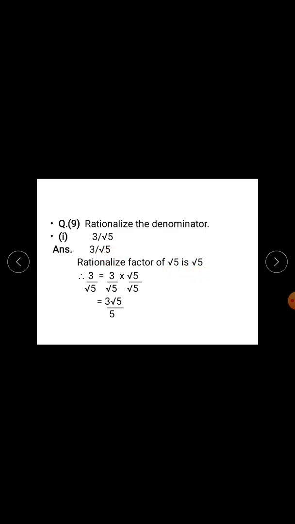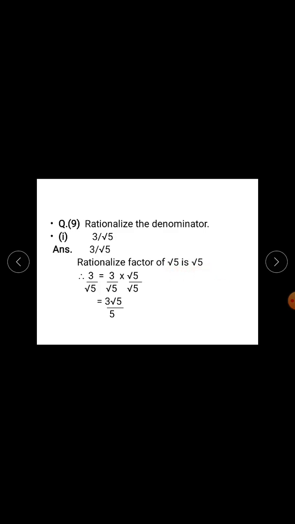Rationalizing factor means if the product of two surds is a rational number, then each surd is called a rationalizing factor of the other surd. Here root 5 into root 5 means root 25. So root 25 means 5. So the product of two surds is a rational number. So the rationalizing factor of root 5 is root 5.